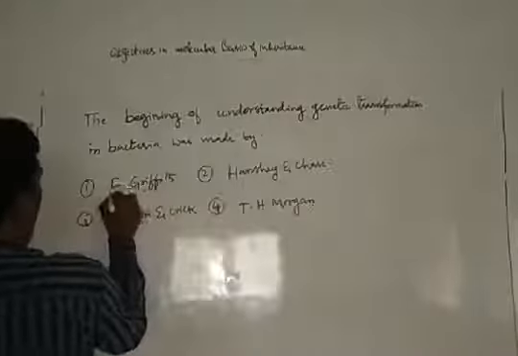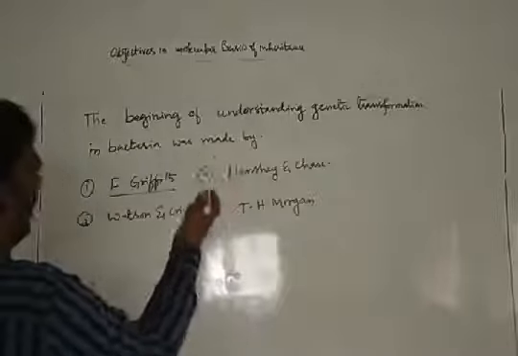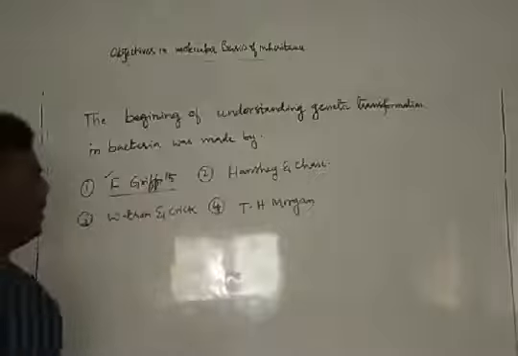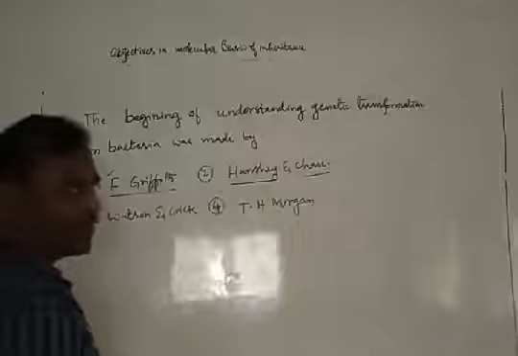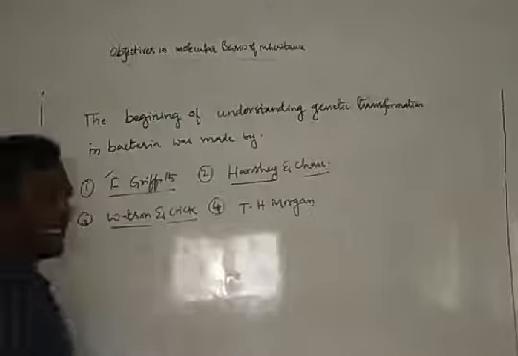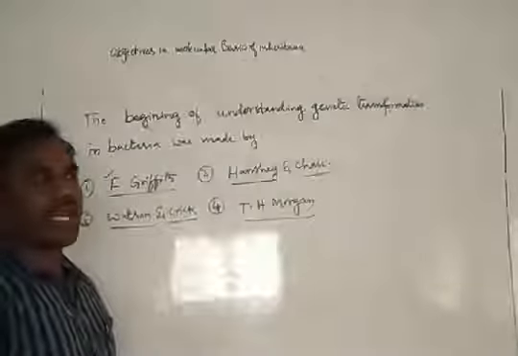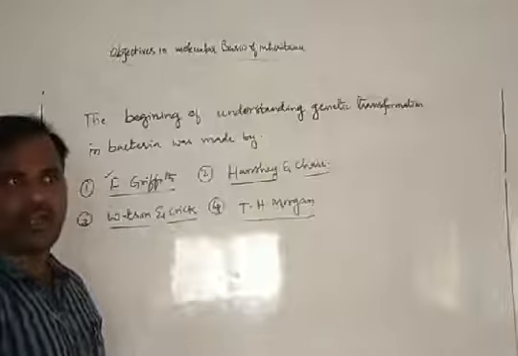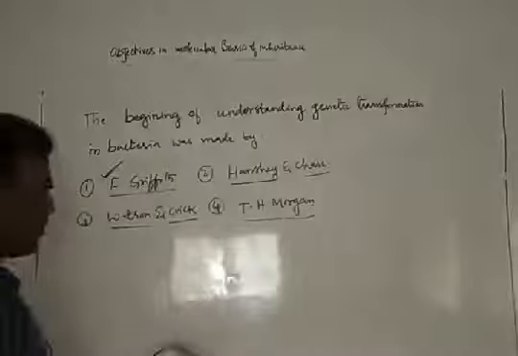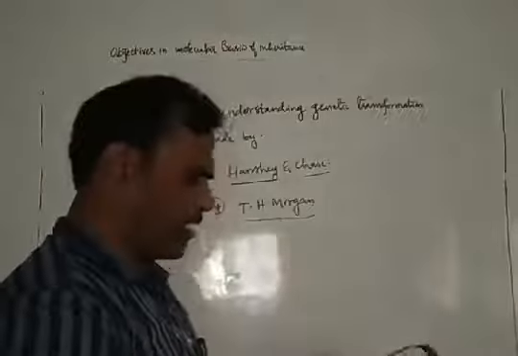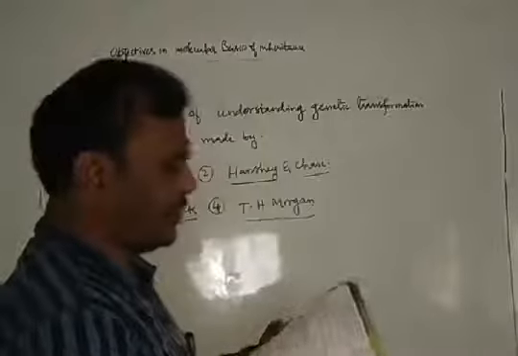Frederick Griffith explained the transforming principle, so that is what they are asking. Genetic transformation in bacteria was shown by Frederick Griffith only. Hershey and Chase showed that DNA is the genetic material by their experiment. Watson and Crick explained the DNA structure. T.H. Morgan explained linkage and recombination in Drosophila melanogaster. So the answer is Frederick Griffith. The first option is right. Next question.